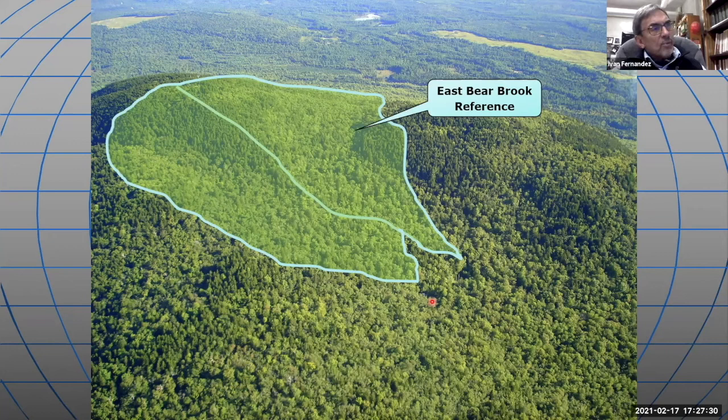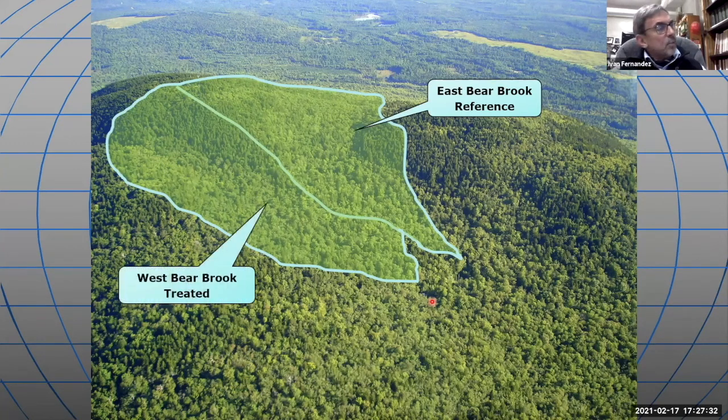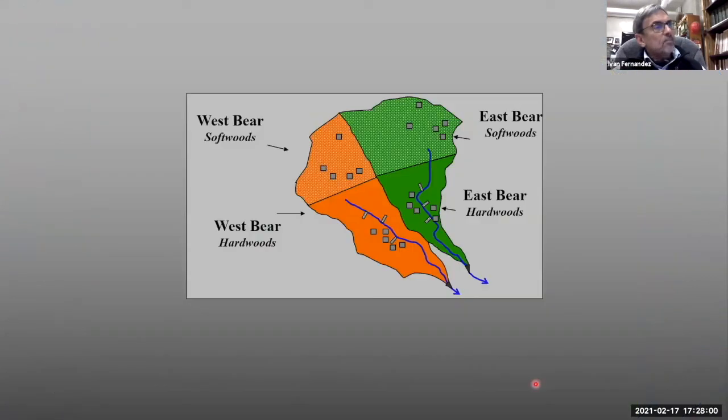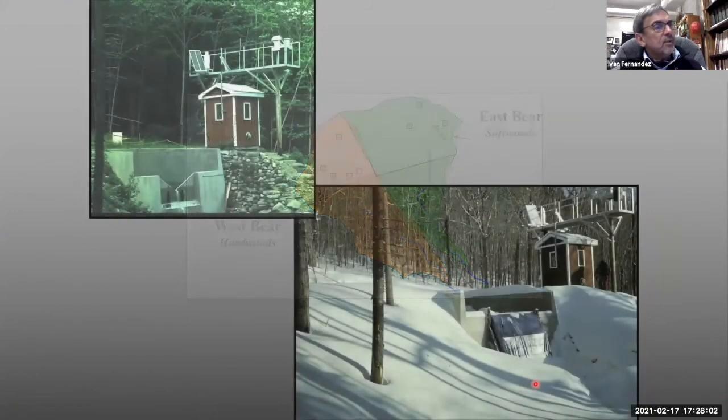East Bear Brook was our reference. We didn't manipulate it. West Bear Brook, we treated with nitrogen and sulfur as ammonium sulfate, nothing magical. But that is a form of pollution as well, the acid rain kind of pollution. Here's a picture of the V-notch weirs. It's like a big swimming pool that accurately measures the amount of water, and we measure the chemistry of what goes out. That's just a cartoon of it. Those are the weirs.